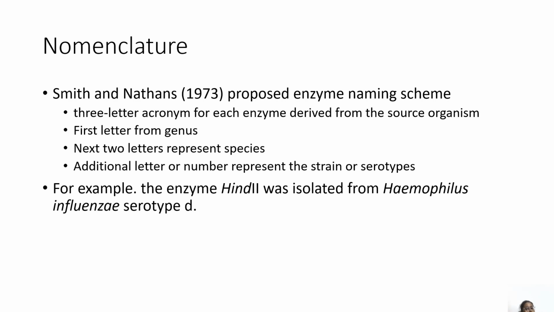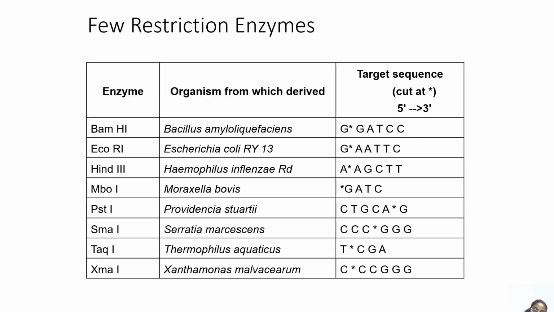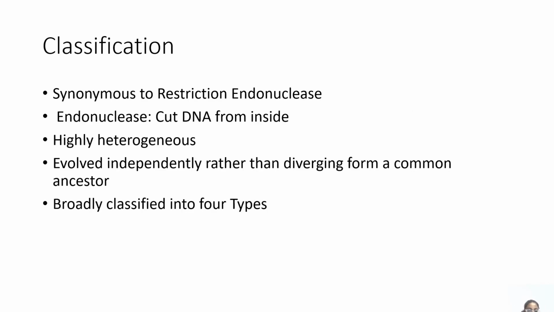Then the nomenclature: Smith and Nathans proposed an enzyme naming scheme. It is a three-letter acronym for each enzyme derived from the source organism. The first letter is from the genus, the next letters from the species, and an additional letter or number represents the strain or serotype. This is the official standard now. For example, the enzyme HindIII was isolated from Haemophilus influenzae serotype d. These are the target sequences of some of the most popular enzymes.